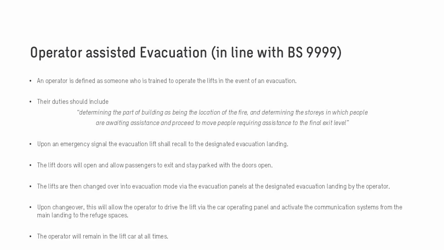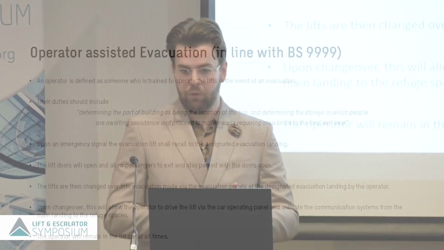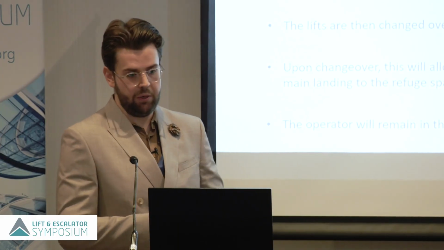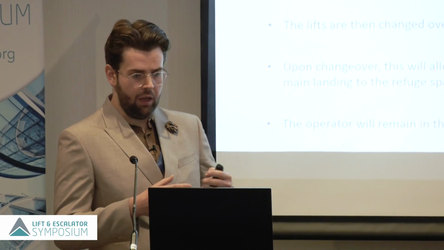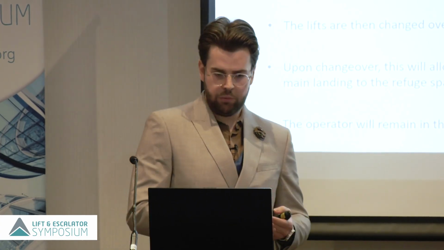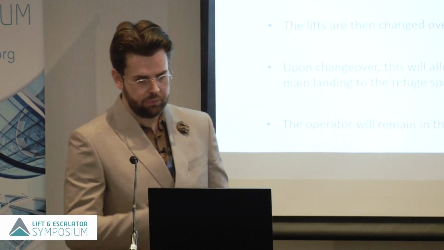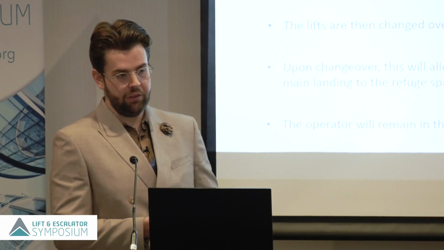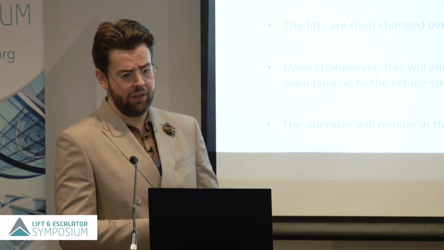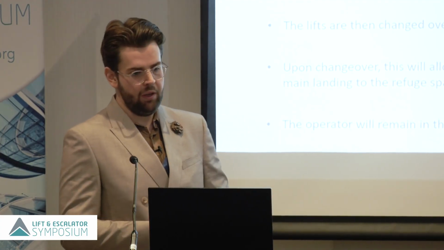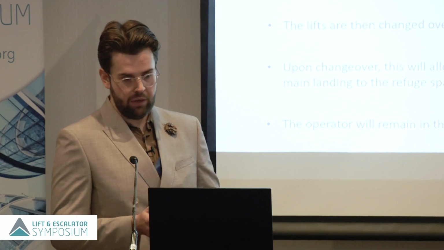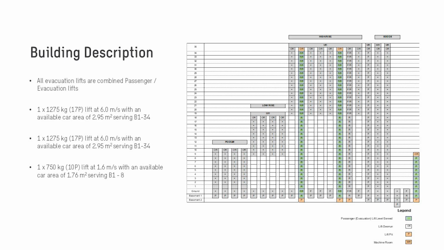So what is operator-assisted evacuation? An operator is somebody who is trained to operate the lifts in the event of an evacuation, and their duties should include finding out where the fire is, how many people are waiting for the lifts, operating the lifts, and talking to people. Upon an emergency signal, the evacuation lift will recall to the designated landing. It will allow any passengers to leave, and it will stay parked until somebody flicks the evacuation switch at the main protected lobby. Upon changeover, this allows the operator to drive the lift and activate the communication systems. We're driving the lift from inside the lift car. Now, this building has destination control, so we've got the hidden COP in there. One important thing to note is the operator is assumed, in this case, to remain in the lifts at all times.